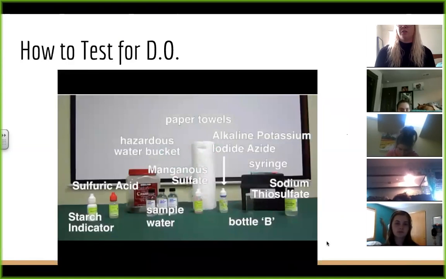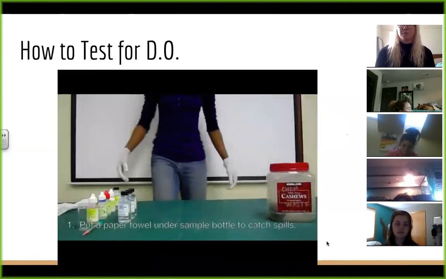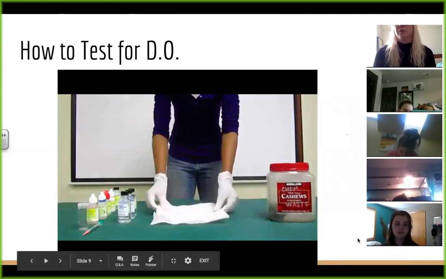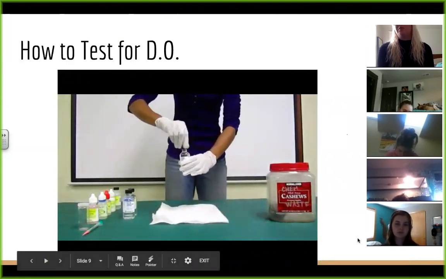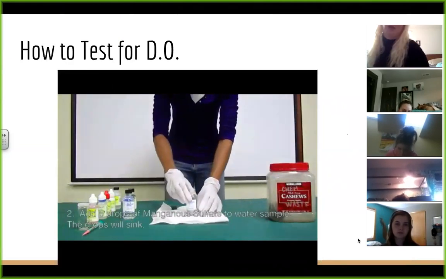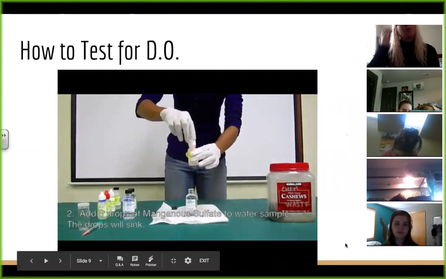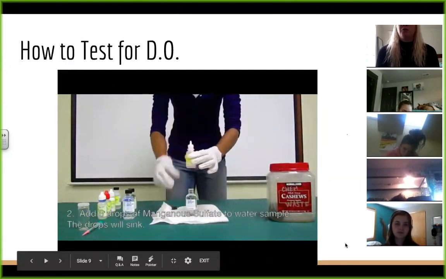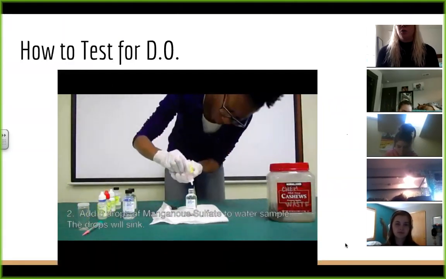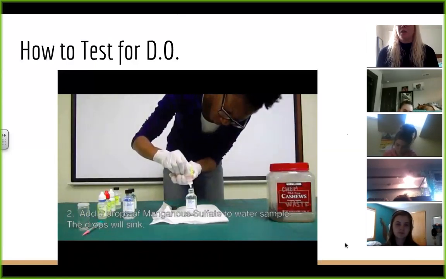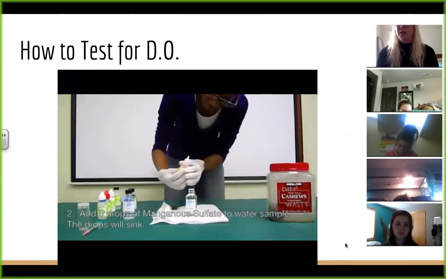So notice there's tons of different stuff here. And of course, they're all fancy, where they're like, oh, we'll clean up your area, put a paper towel. Add 8 drops of magnesium sulfate to the water sample. The drops will sink. But this is the official way to do it. You add 8 drops of something called magnesium or manganese sulfate, which I can't even say. Which we'll see this lady do here.